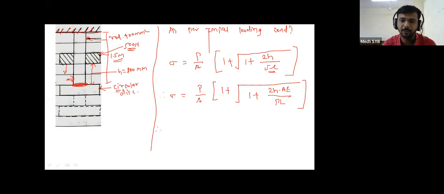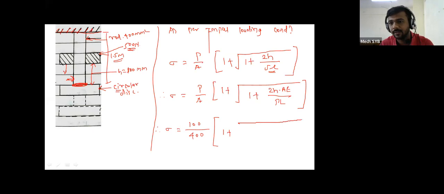Now simply we have to put the values only. So sigma is equal to P value is given 500 divided by area is given 400 in square bracket, this 1 plus as it is, then square root of 1 plus 2H means 2 into 100 into area 400 into E 200 into 10 raised to 3 divided by, again the P value is given 500 Newton into length converted from meter to mm, 1500.